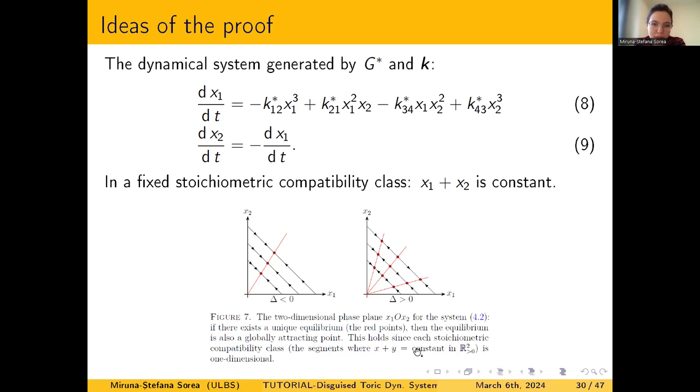In this picture I wanted to show the stoichiometric compatibility classes. Since we are in the two-dimensional phase plane, we have to keep in mind that this is the phase plane, which is different from when we draw the reaction networks, where x1 and x2 were just formal variables. Here is really a sketch of the phase plane, and you see that there are two cases: either the discriminant is negative or it is positive. In this picture we just drew these two cases.